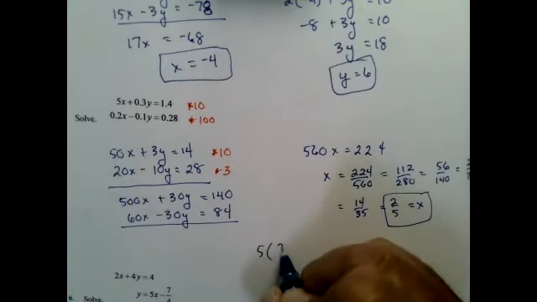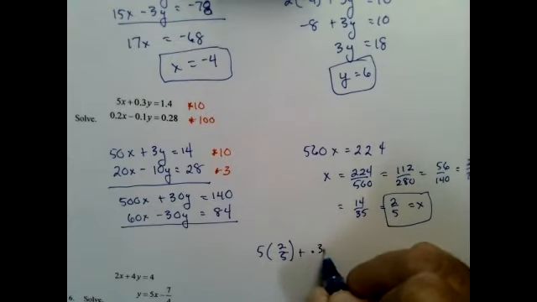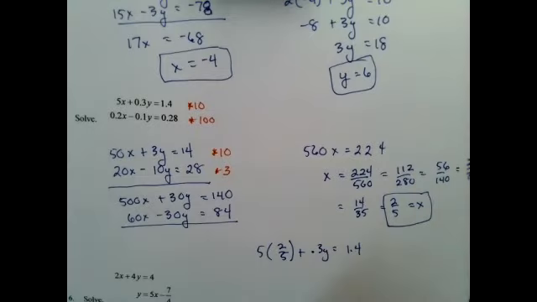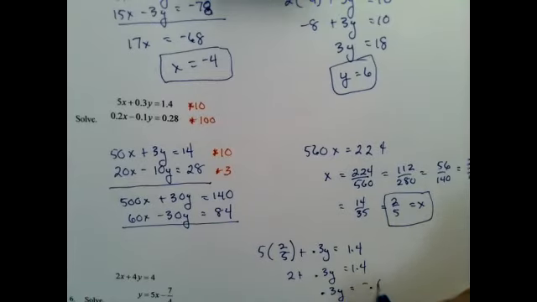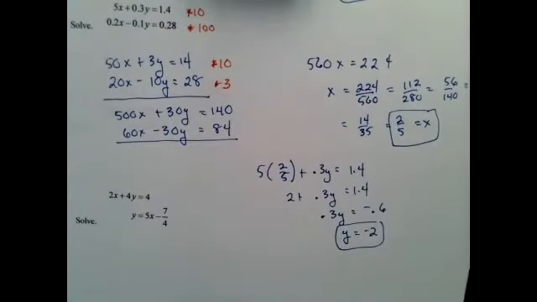5 times 2/5 plus 0.3y equals 1.4. That becomes a 2. I subtract, 0.3y equals negative 0.6. I divide, and I think I get y as negative 2. Oh no, I ran off the page. I got y as negative 2.